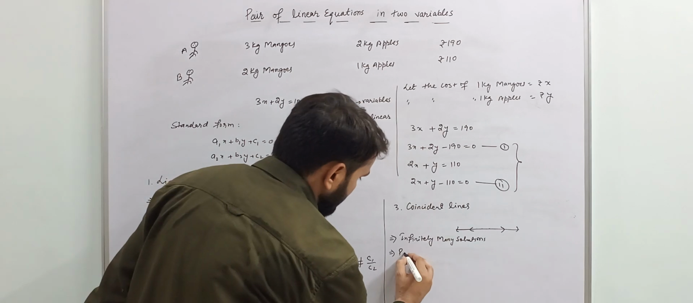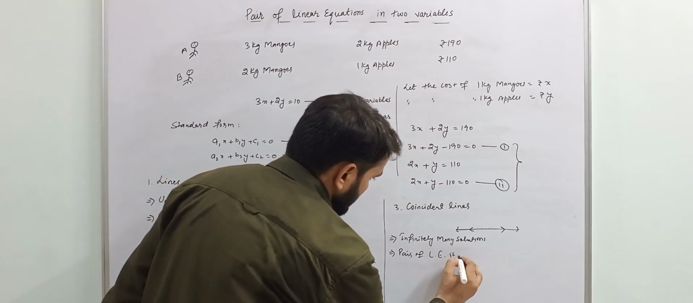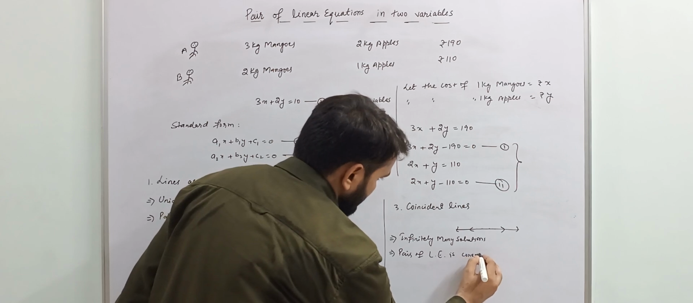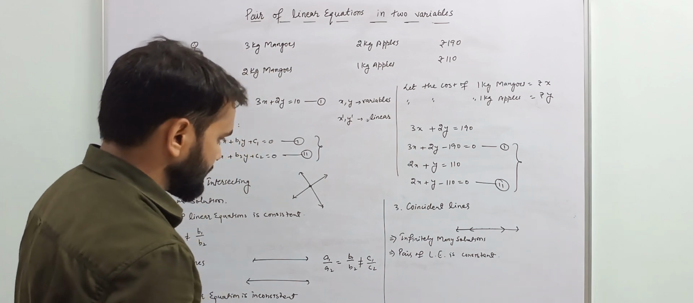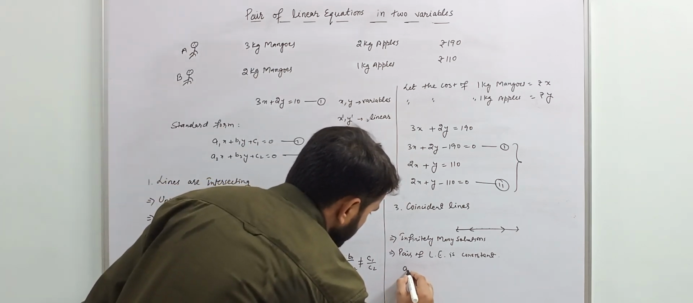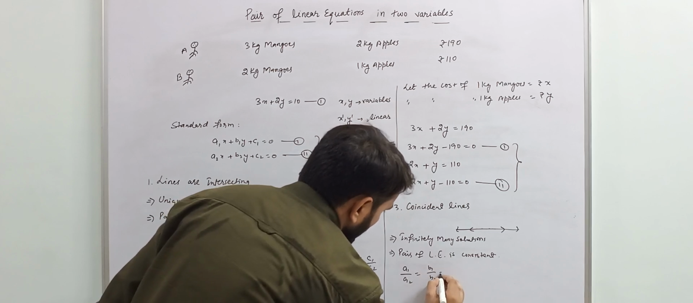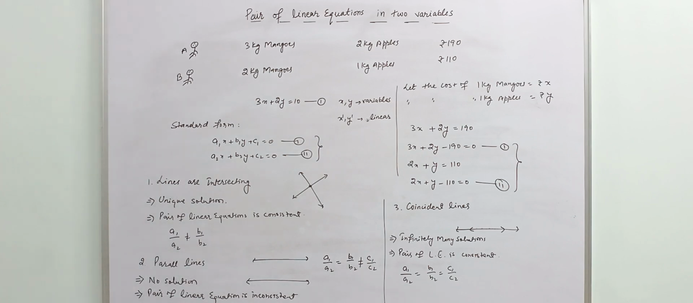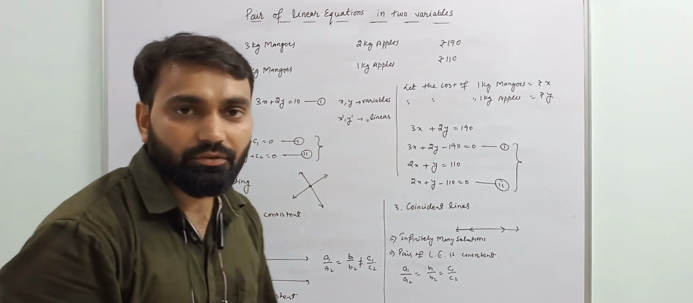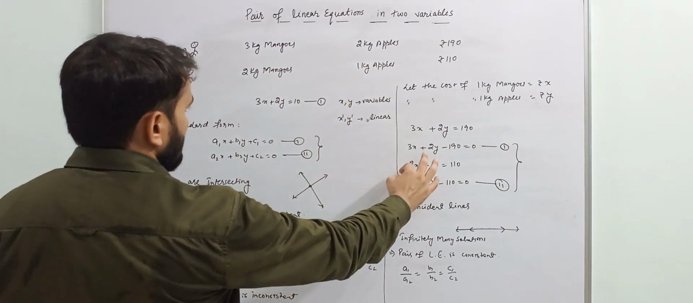That is, the pair of linear equations is consistent. Consistent means you will have a solution. Alright. And in that case, the ratio of coefficients will be equal. That is a1 upon a2 equal to b1 upon b2 and equal to c1 upon c2. Now we will find the solution of our problem.